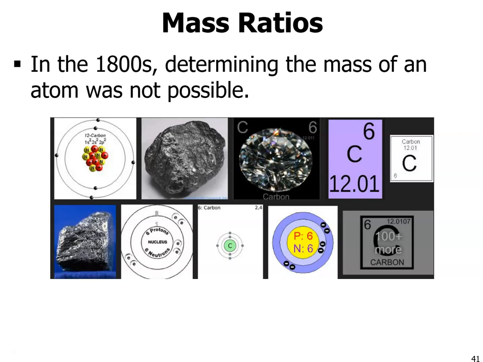So in the 1800s, when some of the periodic table elements were being put together, at that time we weren't able to determine the mass of an atom. The instrumentation was not sensitive enough. It wasn't good enough to do this. So instead, scientists examined what were called mass ratios, and they used carbon as the reference.